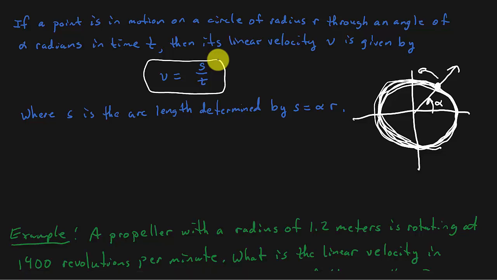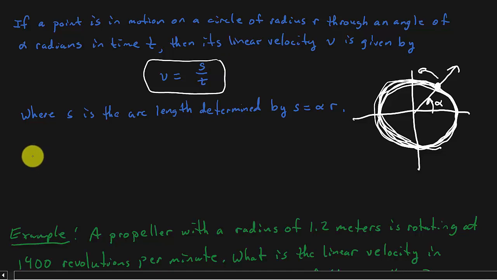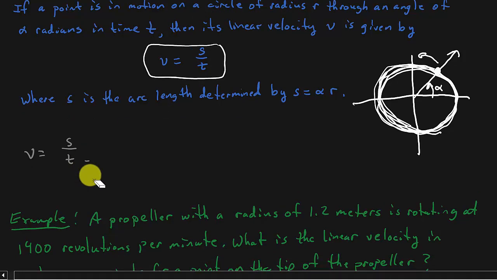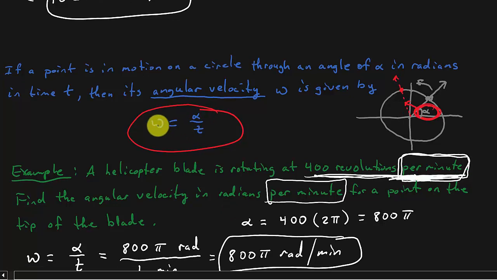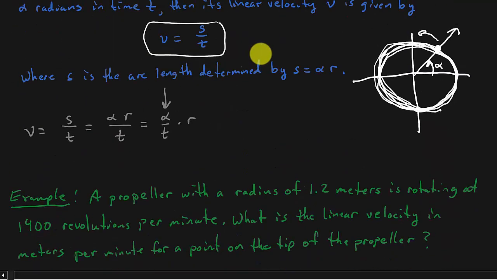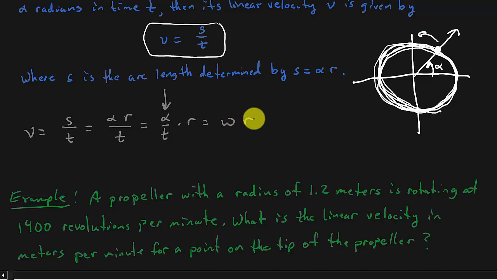Now, there's also another way that this formula is written that you'll see, and I'm gonna show you that. So if you have your linear velocity, I'm gonna do that in a little bit different color. So your linear velocity, that's s over t. Now, what is s? S is the arc length. That's the same thing as alpha times r over t. You see that? And then if we split this fraction up, that's alpha over t times r. Now, what is alpha over t? Let's go back up here. Alpha over t is your angular velocity. So we can write this as omega times r.